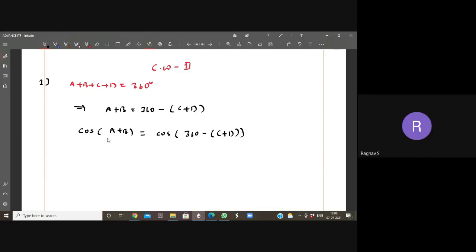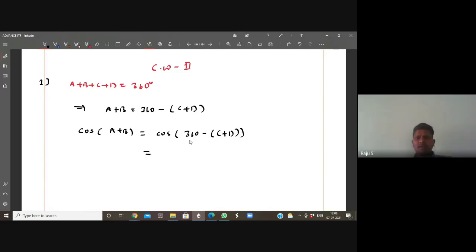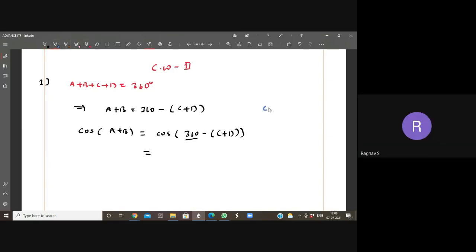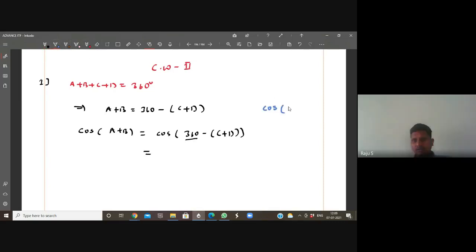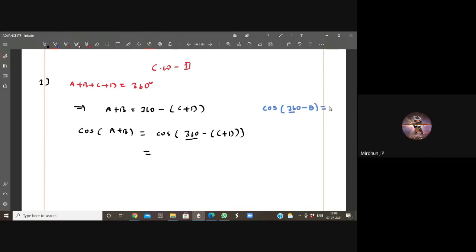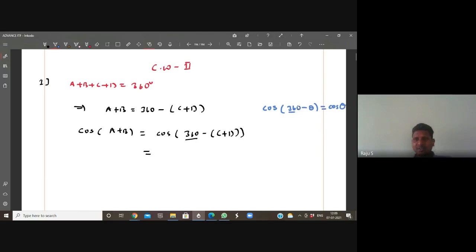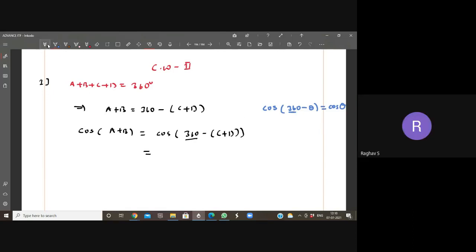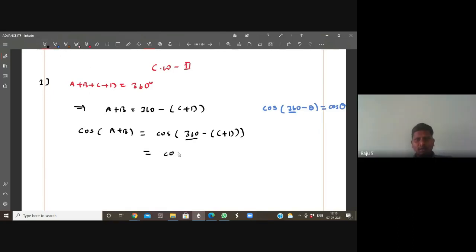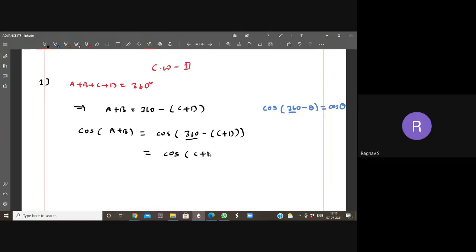Sir, the 360 minus theta formula, sir. Yeah, 360 minus theta. What is cos of 360 minus (C plus D)? Sir, cos of (C plus D). It is cos theta only, because 360 is even. If it is 270 or 90, it would change. Okay, sir. Okay, no problem. Again here cos of (C plus D).